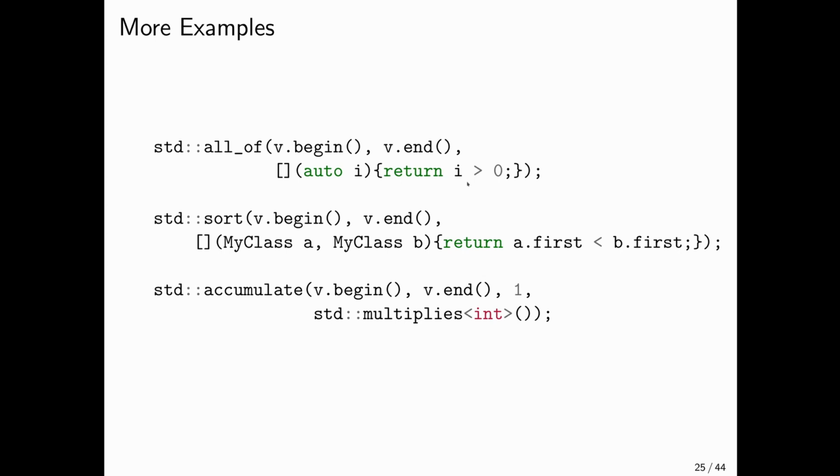A question about the first example: how does the compiler infer the type of I if I write auto in this case?